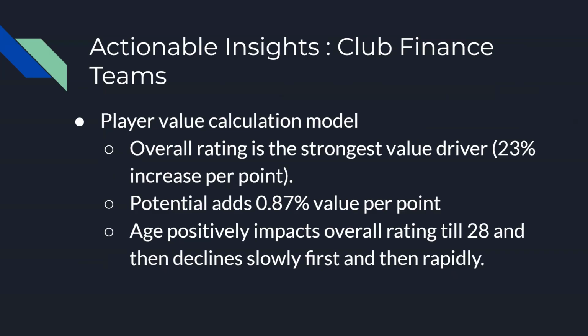Next is for the club finance teams. This is mainly to calculate the value of a player, if they have a current incoming player. Overall rating is the strongest driver, a 23% increase per point, and then potential adds 0.87% value per point. And using age, they can calculate it positively till the age of about 28, and then they can calculate it as a decline.